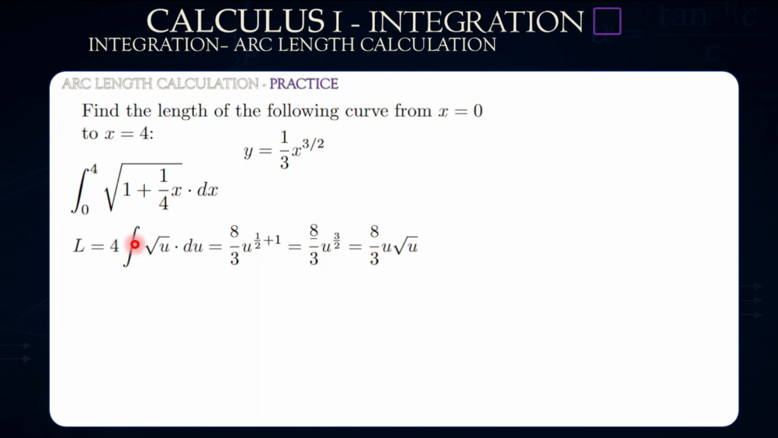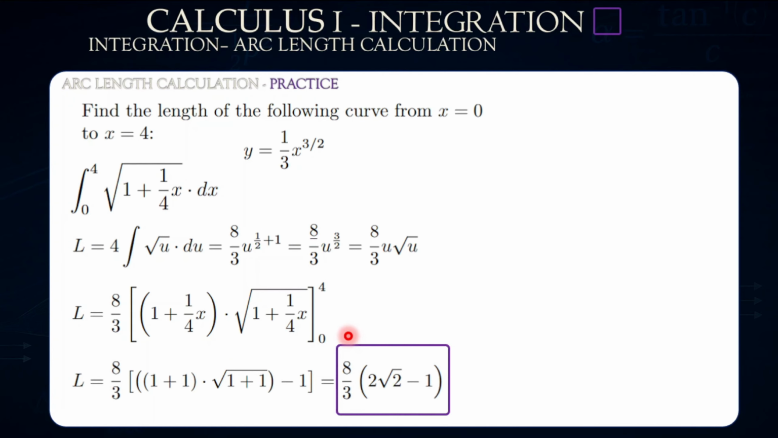2/3 is multiplied by 4, so it becomes 8 divided by 3, and u to the power of 3 over 2 is u square root of u. So L equals 8/3 times 1 plus 1/4 x. Now we recover the original value of u. So 1 plus 1/4 x, square root of 1 plus 1/4 x, between 4 and 0, which is the final answer here: 8/3 times 2 square root 2 minus 1.